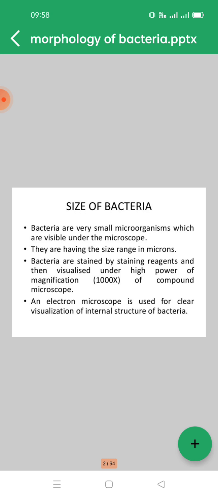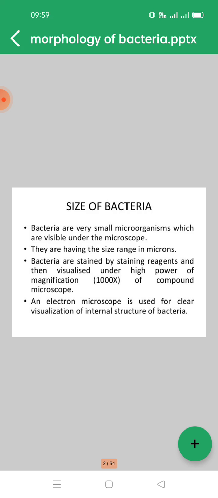Next, the size of bacteria. Bacteria are micron in size. They are stained by staining reagents and visualized under a microscope up to 1000 magnification. So they are very small in structure, and we can only see them under a microscope. That's why they are colorless. So that's why we stain the bacteria and then we can see them under the microscope.